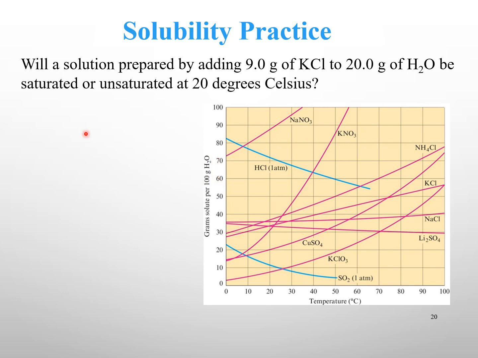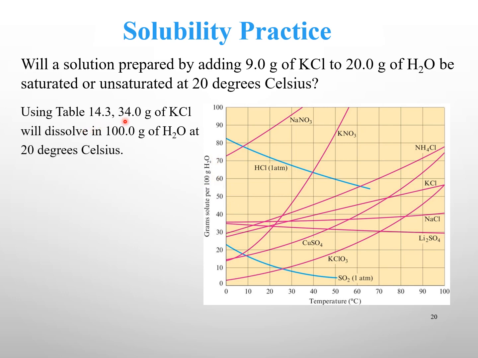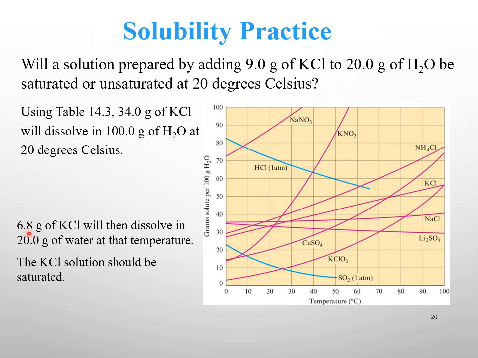Okay, so we know from the table that for every 100 grams of water, you can dissolve 34 grams of KCl at 20 degrees. So if you only have 20 grams of water, you have to divide by 5 to get 20. So you have to divide 34 grams by 5 to see the saturation level. So the saturation level will be 6.8 grams of KCl in 20 grams of water at 20 degrees Celsius.